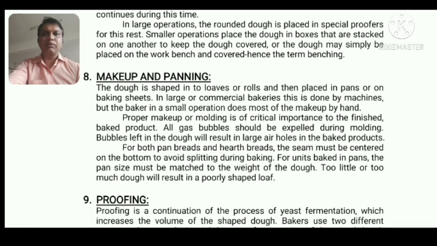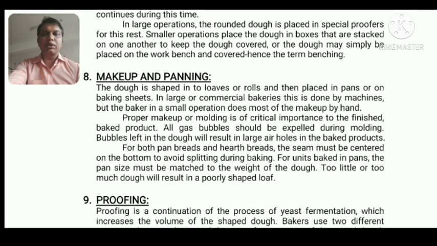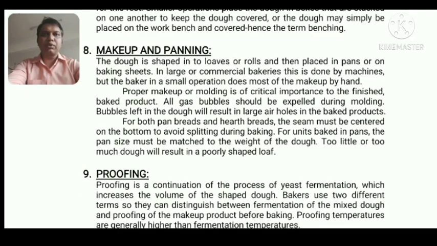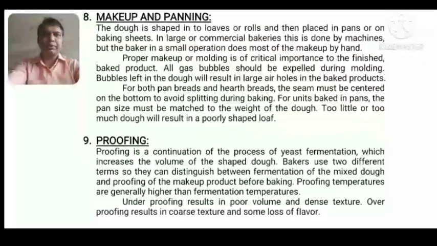In panning we do some oiling, because when we are going to bake it, if it is not oiled, then the crust will stick with the mold, and it is quite impossible to get the final product out easily. What we do is put a butter paper, and the butter paper is a bit moistened or oiled or seasoned, so that the dough, when it's cooked, can easily come out. This is makeup and panning.